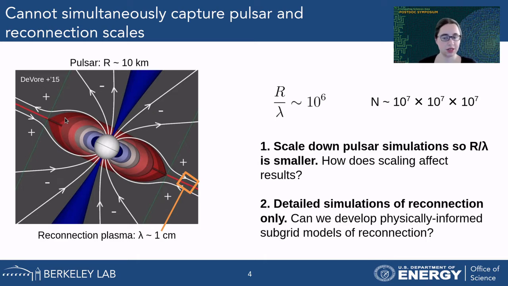Another approach that we can take is to do detailed simulations of reconnection only, with the motivation of, well, one, of course, learning about reconnection, but also seeing if we can develop physically informed subgrid models of reconnection that we can then include in the pulsar simulations.